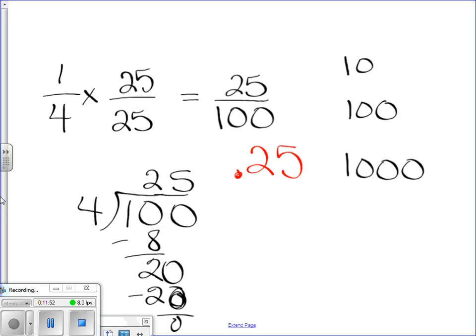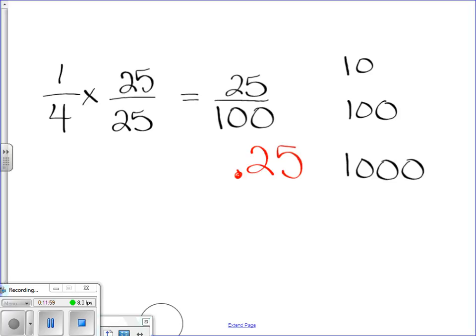Now my other way, and this is the old school way. This is how your calculator does it. Fractions are basically division: dividing the denominator into the numerator. Do you agree?